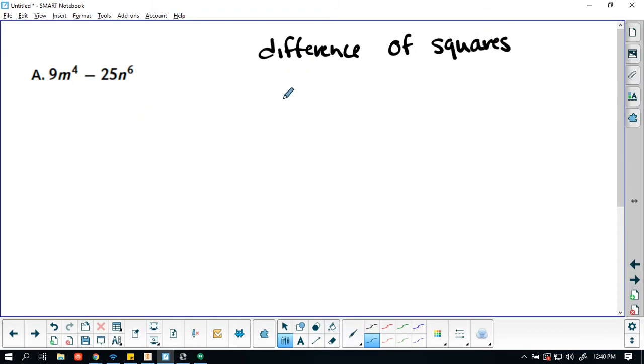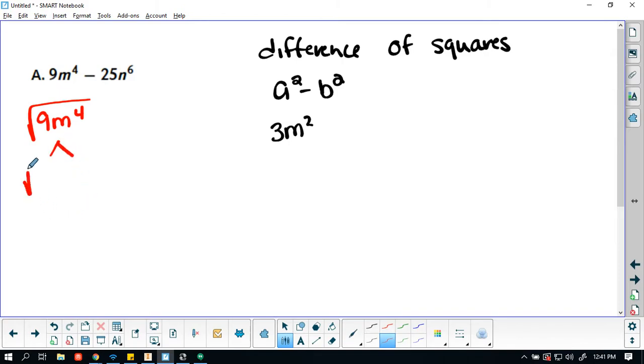Remember it's a squared minus b squared, so my a is going to be 3m squared. I got 3m squared by taking the square root of 9m to the 4th. 9m to the 4th can be divided into the square root of 9 times the square root of m to the 4th, which gives us 3 times m squared, or 3m squared.